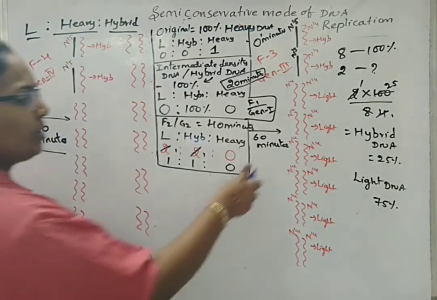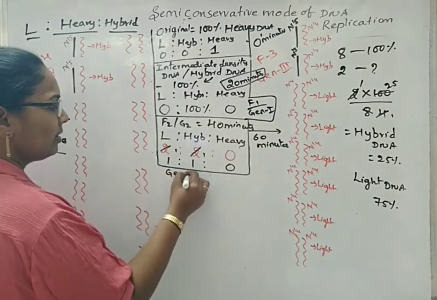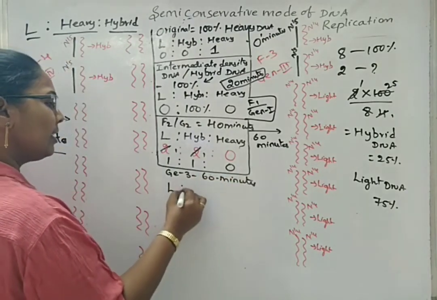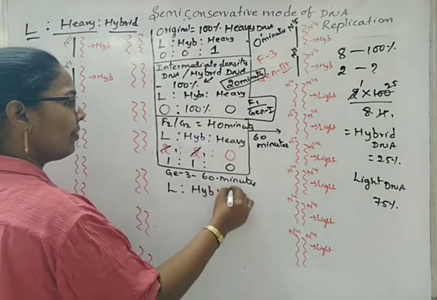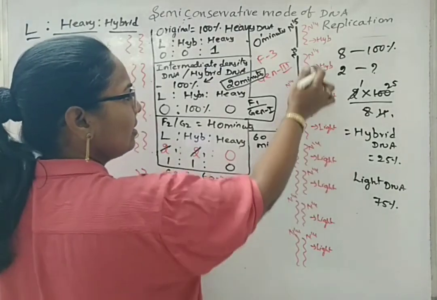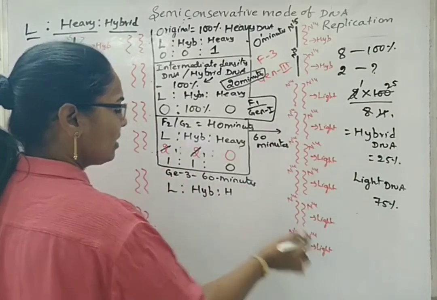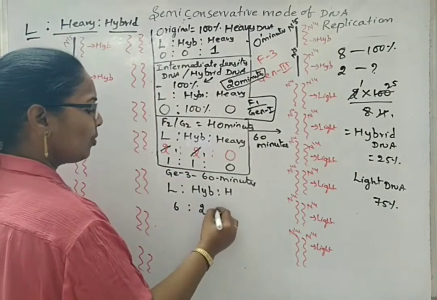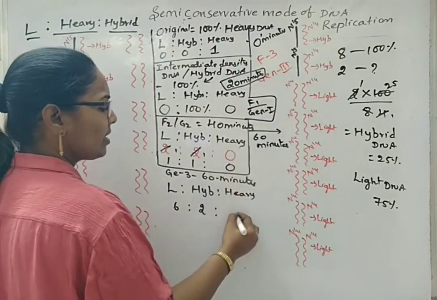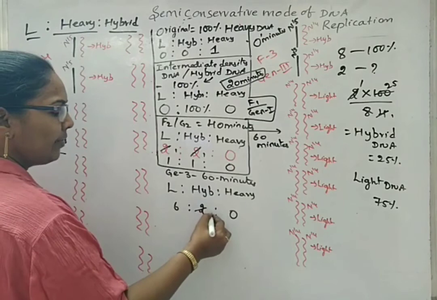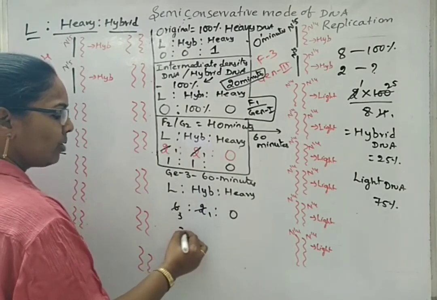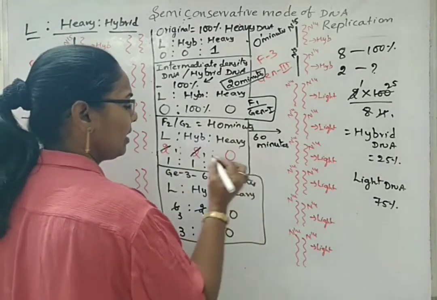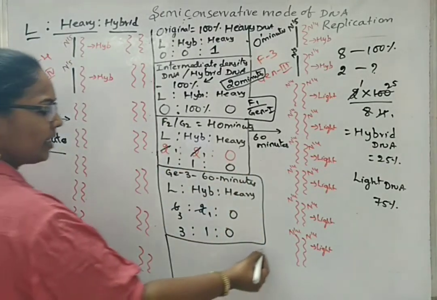Here we have after 60 minutes, that is generation 3. If we write the ratios of light to hybrid to heavy, how many light chains are there? 1, 2, 3, 4, 5, 6 are there. How many hybrid DNAs are there? 2 are there. How many heavy DNA strands? 0. So we can write 2 1s, 2 3s, so it can also be written as 3 to 1 to 0. That is after 60 minutes in generation 3.